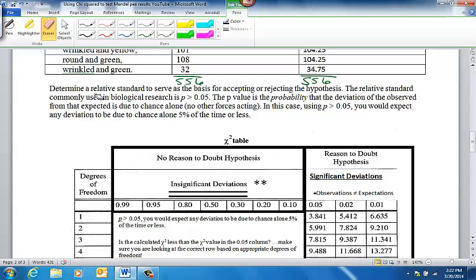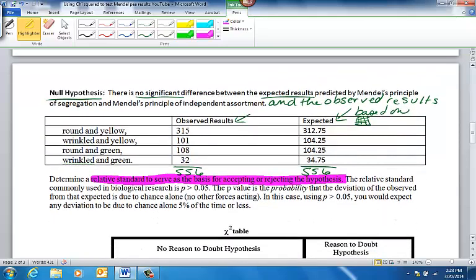So we need to determine the relative standard to serve as the basis for accepting or rejecting this hypothesis. So, is 315 close enough to 312.75, or is it not close enough? Is 101 close enough or not close enough to 104.25, etc.? The relative standard used in biological research is right here. There are multiple choices you can make. Different studies use different acceptance values, but we use the 0.05 value.